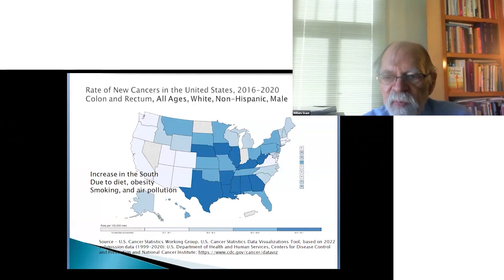And you see now, you still have higher rates in the north, but not so much in the northeast. You have the strongest rates in the South: Texas, Louisiana, Georgia. This is due to the diet, obesity, smoking, and probably air pollution. And I'm working on a manuscript to explain this in more detail.